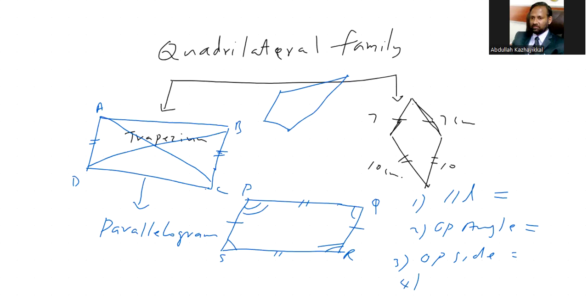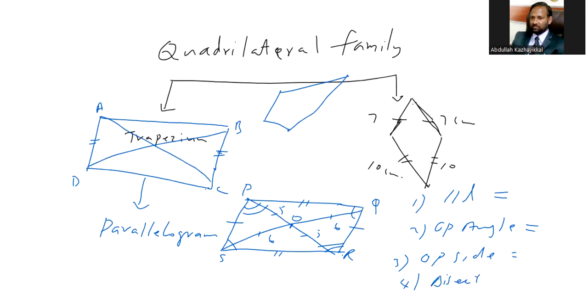Bisect, be careful, bisect. Suppose this is 5 centimeter, 5 centimeter. If this is 6 centimeter, this is 6 centimeter. Bisect means cut into equal parts. Remember bisect, they bisect at the point of intersection. So, in a parallelogram you can see diagonals bisect each other. Bisect means cutting into two equal parts.